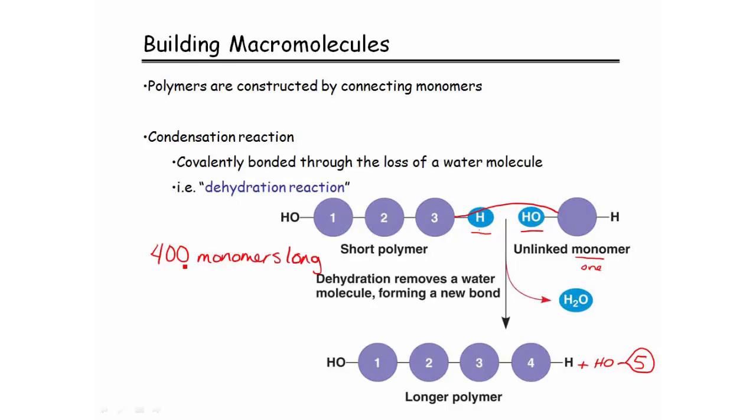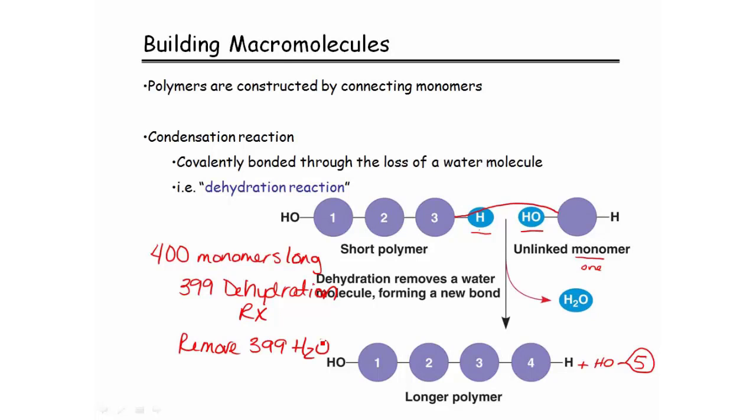that would require us to perform 399 dehydration reactions. Notice how we're going to have basically 1 fewer reaction than we actually have monomers. That also means that in that particular case, we would remove 399 waters to actually form that.